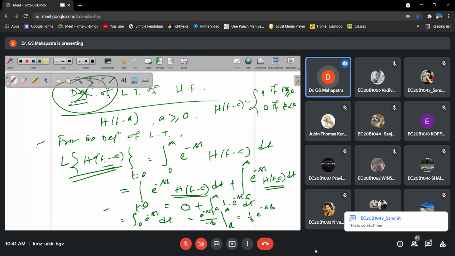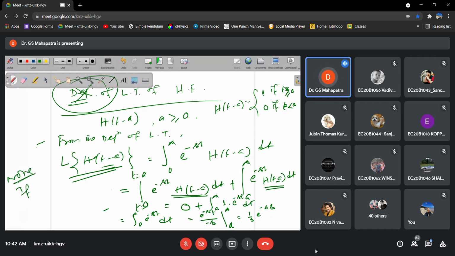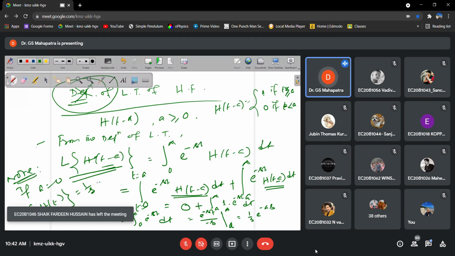Okay. Now when a is 0, correct. So now if you note, if a is 0, then what is the unit step function? H of t, 1 by s. What is the Laplace transform? Whose function Laplace transform is 1 by s? What is the Laplace transform of the function? 1. Correct. So the Heaviside function when a is 0 equals 1 by s, that is actually the Laplace transform of 1.